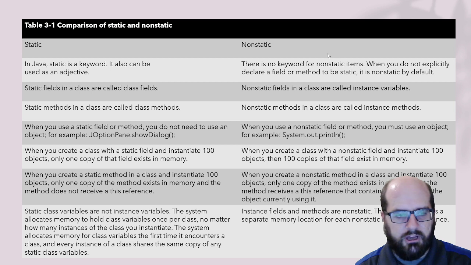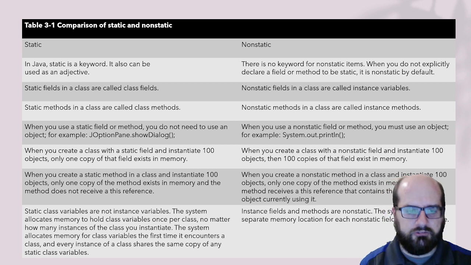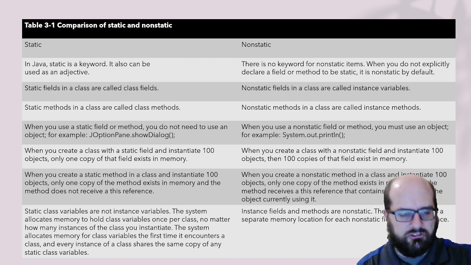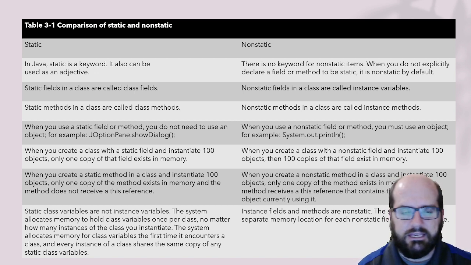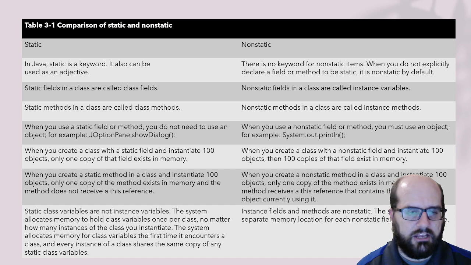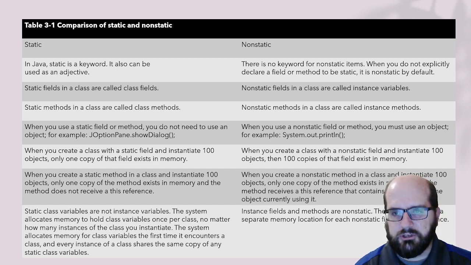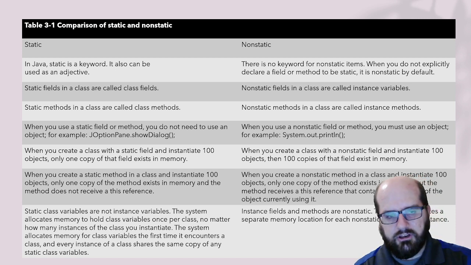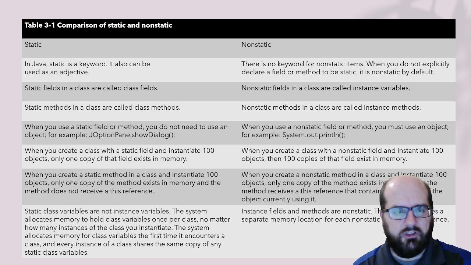The system allocates memory for class variables the first time it encounters a class, and every object shares that same copy. In non-static methods, there's no keyword for non-static. You just leave the word static off. Non-static fields are called instance variables because they're owned by the object, so every instance has its own variable. Non-static methods in a class are called instance methods. When you use a non-static field or method, you must use an object.